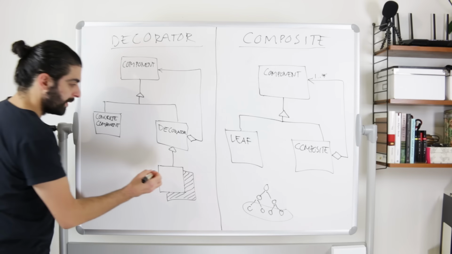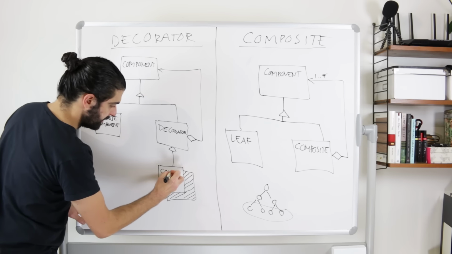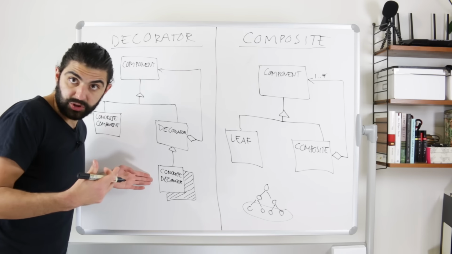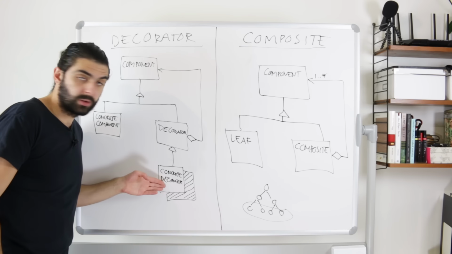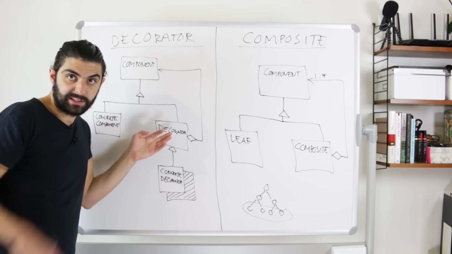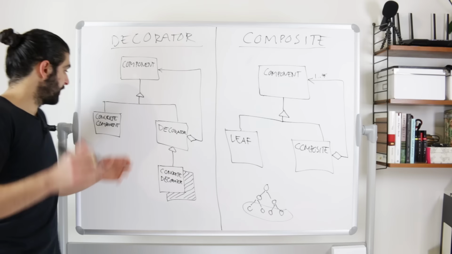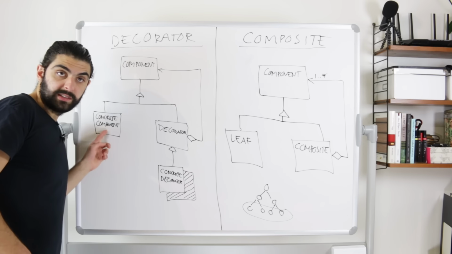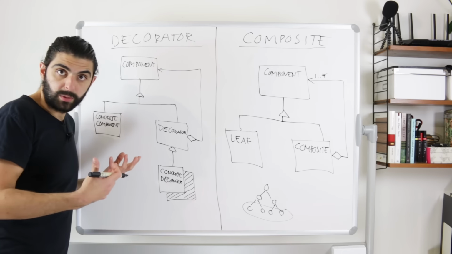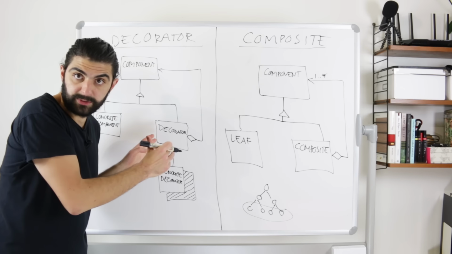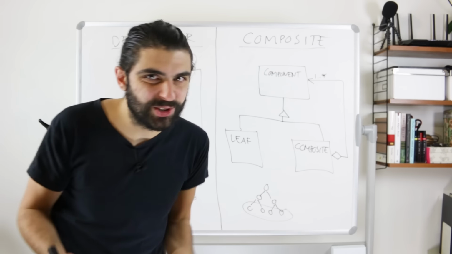So what do we call this? Well, this we call a concrete decorator, which sort of suggests to us that if this is a concrete decorator, then this decorator class ought to be an abstract decorator. Similarly, if this is a concrete component, then this ought to be an abstract component. And now you can see that they're actually different. But they're not hugely different, right?